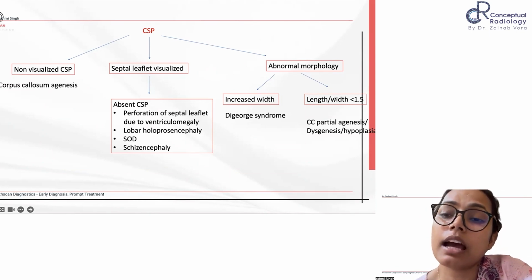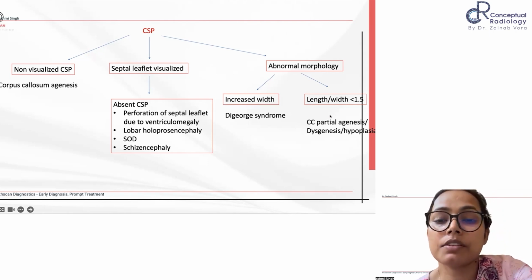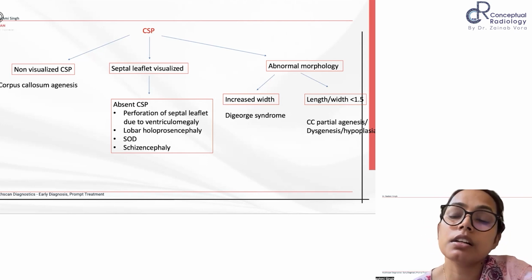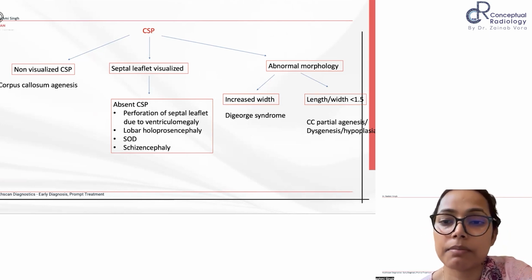if the length and width ratio is less than 1.5, then it could be because of partial agenesis, dysgenesis, or hypoplasia. If the width of the CSP in the midline is increased, then this could be because of DiGeorge syndrome or trisomy 21, 18, 13, as we have discussed earlier.